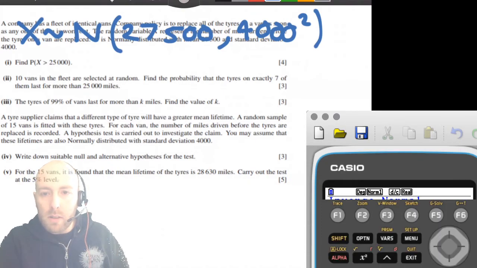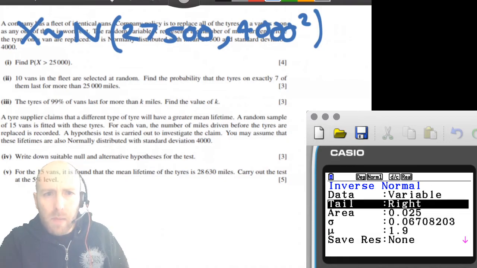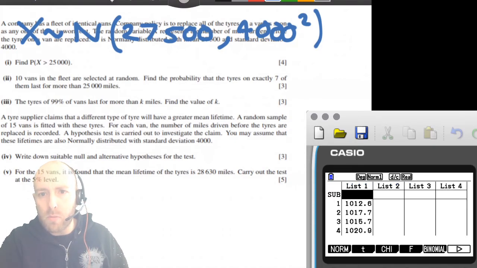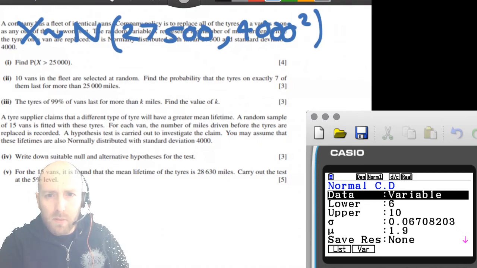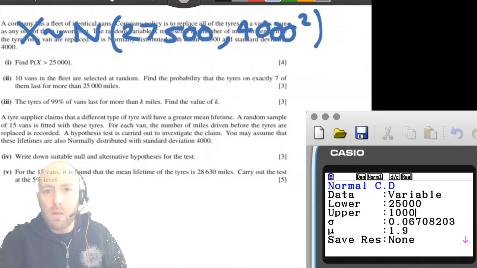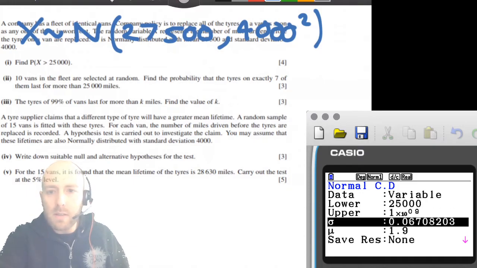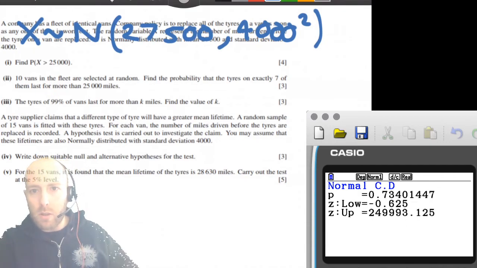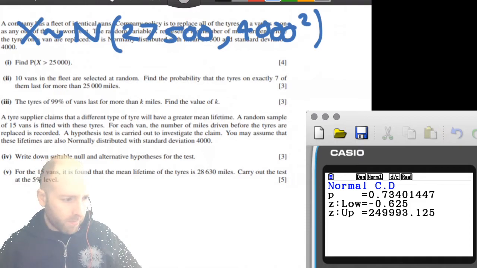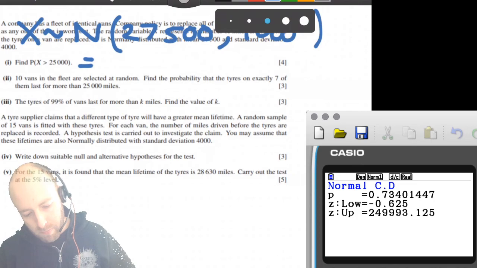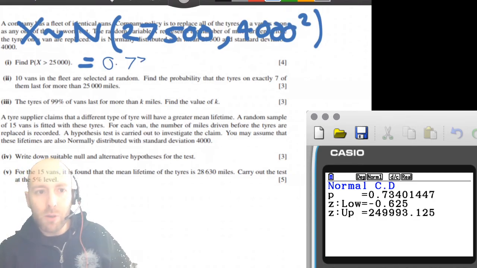And we're going to go to the... x is greater than it, so we're going to go to the right for this one. So area is, no, we're not inverse, are we? Distribution, normal, and CD. Okay, lower is going to be 25,000. So we've got a nice big number for this one. Sigma 4,000 and 2750 for that one. So you should get probability is 0.734. Nice and easy. That would not be worth 4 marks anymore.